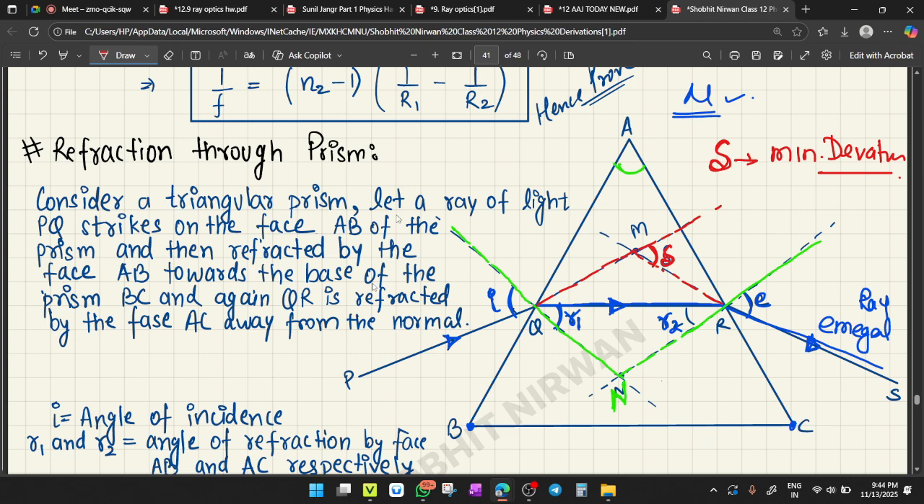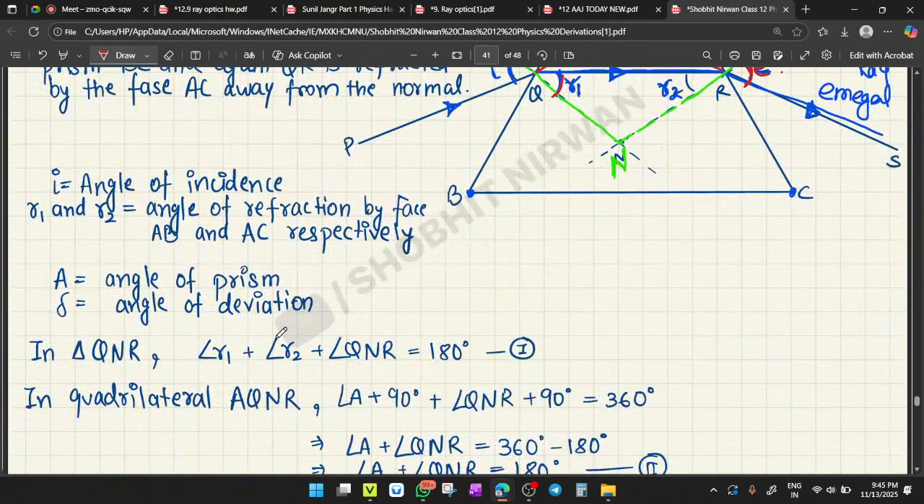So consider a triangular prism. Let a ray of light PQ strike the surface AB of the prism, then it is refracted by the face AB towards the base of the prism. And again, QR is refracted by the face AC away from the normal. In the first situation, it is getting inside the denser medium, so it bends towards the normal, and here it bends away from the normal and makes an angle E. Now, I is the angle of incidence.